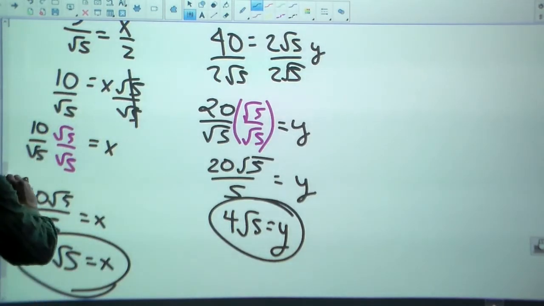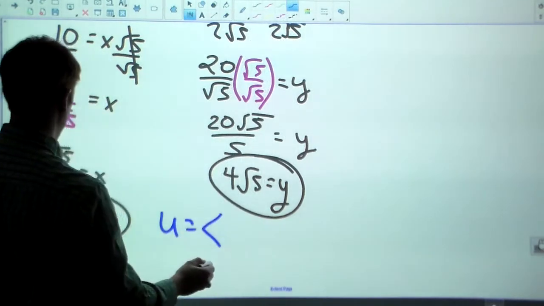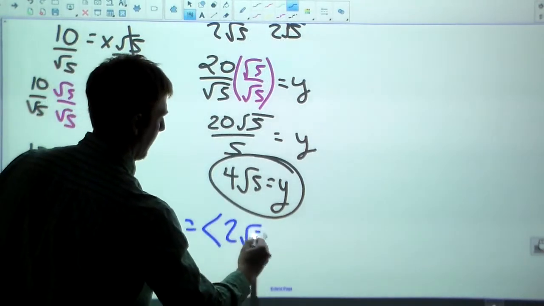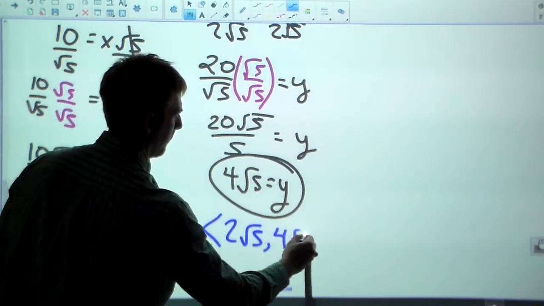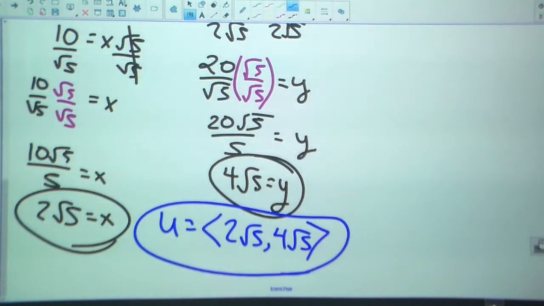So our component form for the vector is 2 square root of 5 for the x, 4 square root of 5 for the y, and now we're done.